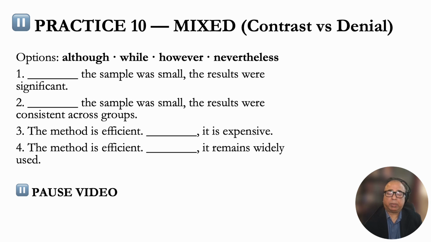Okay, now let's try. Remember, contrast, denial of expectations, and contrast: although, while, however, nevertheless. I need you to pause the video and complete the exercise, please. Although the sample was small, the results were significant. 2. While the sample was small, the results were consistent across groups. 3. The method is efficient, however, it is expensive. The method works, it just costs a lot of money. The method is efficient, nevertheless, it remains widely used.